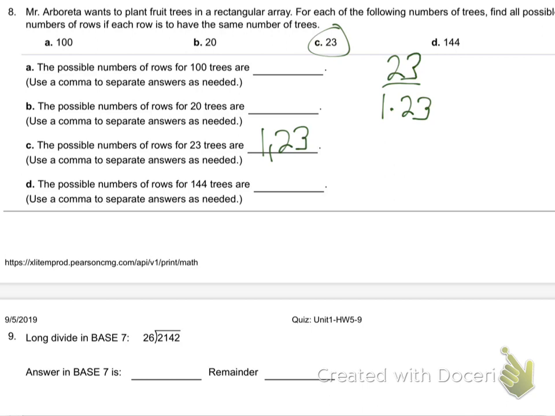All right, finally, part D, 144. So let's do 144. Start with 1, then 2, which is going to be 72.